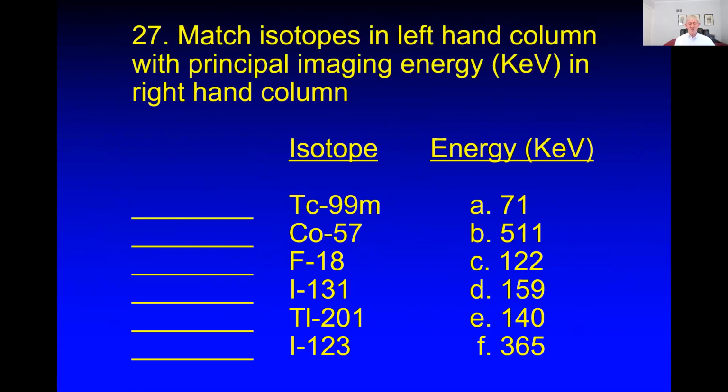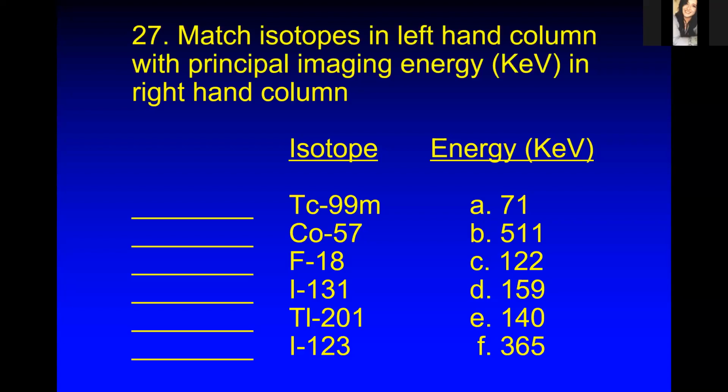First one, if you missed this one, you've got to go back to kindergarten. Magnesium, D, of course. Cobalt 57, C. You must know cobalt, by the way. They ask about that on exams all the time. 122. F-18, B. 511. I-131, F. Good.